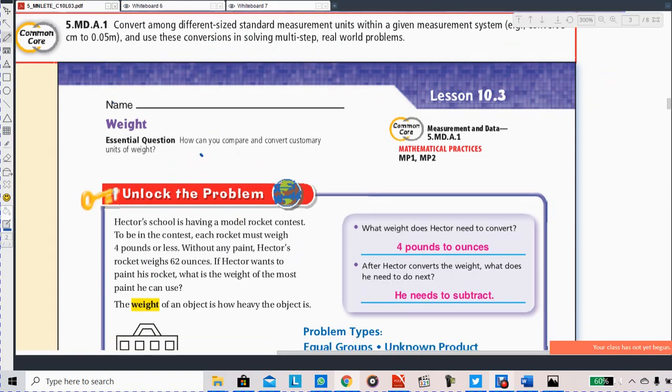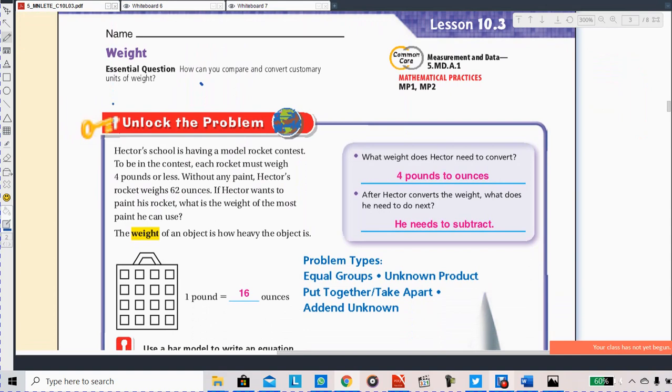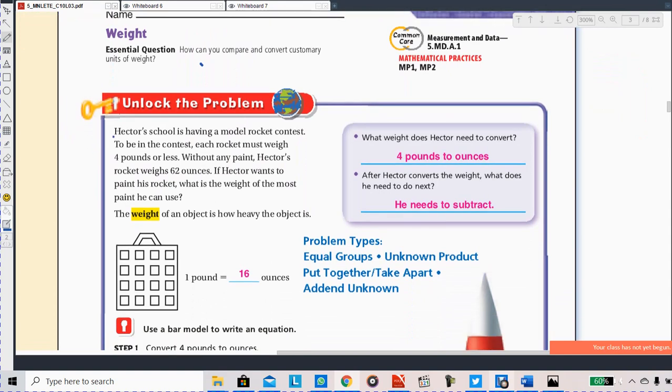And let's see this story problem. Hector's school is having a model rocket contest. To be in the contest, each rocket must weigh 4 pounds or less without any paint. Hector's rocket weighed 62 ounces. If Hector wants to paint his rocket, what is the weight of the most paint he can use?